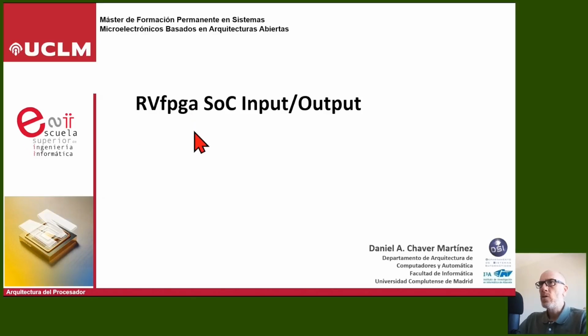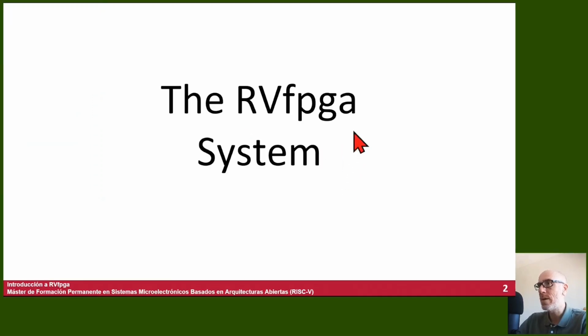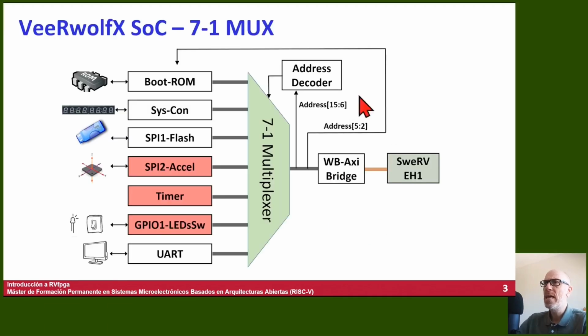In this exercise, we'll analyze the RVfpga SoC's I/O system and do some tasks to use and modify it. We've seen the RVfpga system before, but now we'll focus on how peripherals connect via the wishbone bus. This diagram shows the EH1 processor connected through an AXI bus, which is orange here, to a bridge that converts AXI bus signals to a wishbone bus, shown in gray.